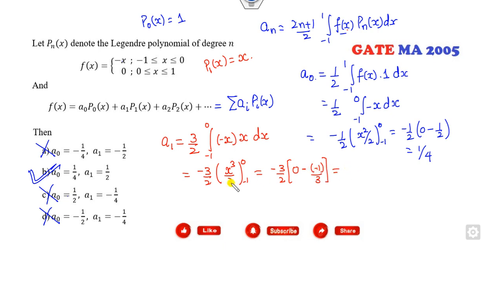It is a minus, where is the mistake? It is positive, it is -1 over 2. Where is the mistake? A1, f(x) is minus x, so minus is outside, x square, x cube by 3, 0. So it is a minus. It will be -1 over 2. Otherwise none of these is the right answer. If it is positive, then it is minus, -1 by 2 is the right answer.